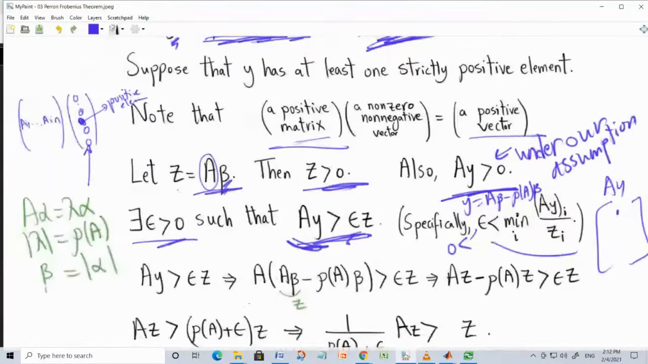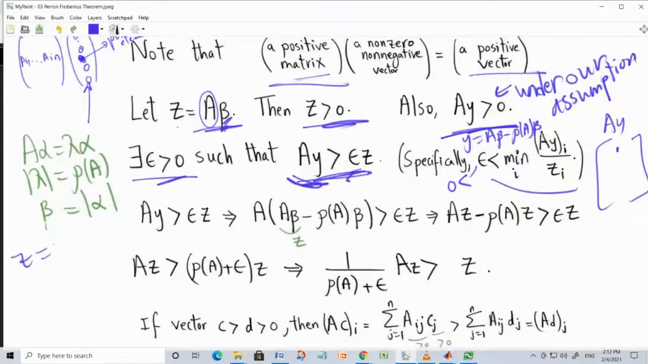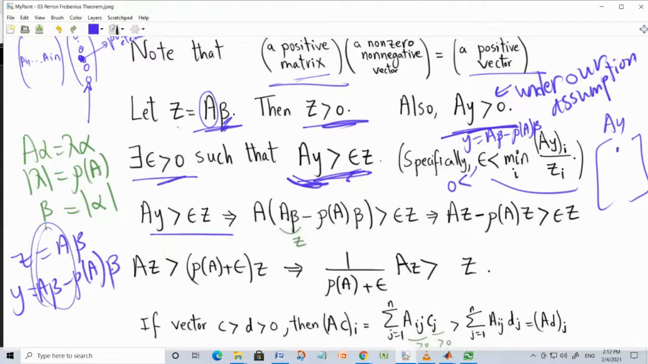Okay, so now we know that z is A beta, so don't forget that z is A beta, and y is A beta minus rho of A beta. And so what you do here is rewrite y greater than epsilon z using these two expressions. You get that Az minus rho of A z is greater than epsilon z. You can move this term to the other side. You get Az greater than the spectral radius plus epsilon multiplied by z.